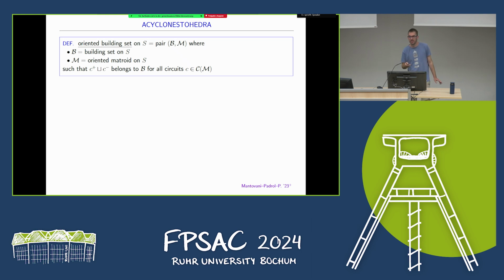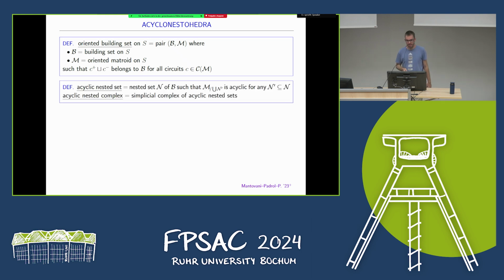Then when you have that, you can look at the nested sets on B, and we select the ones which are acyclic in the following sense. A nested set N is acyclic if for any subset N', if I contract my oriented matroid with respect to the union of N', then what I get is an acyclic oriented matroid. The acyclic nested complex is the simplicial complex of acyclic nested sets. This condition is clearly closed, so it is a simplicial complex.